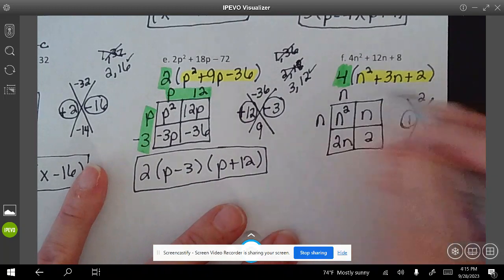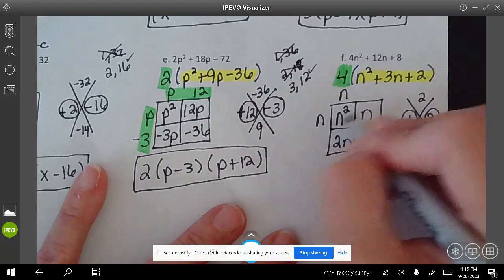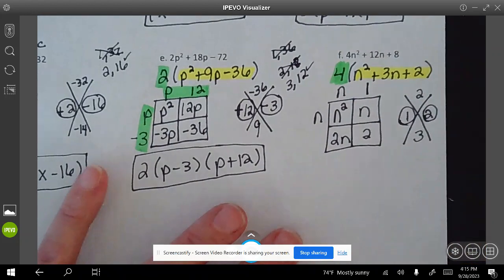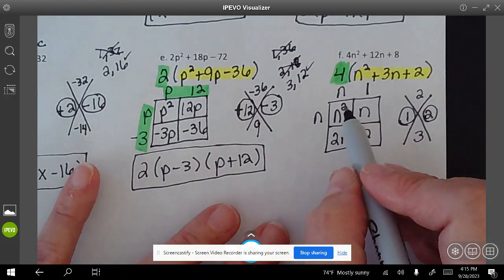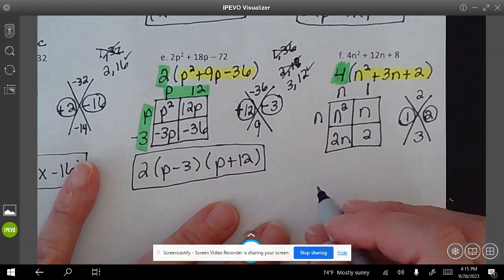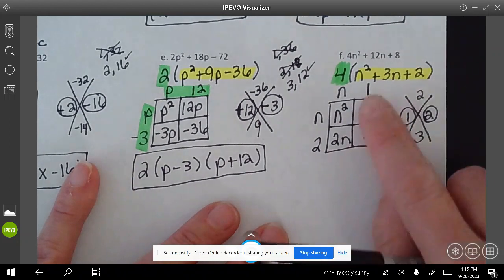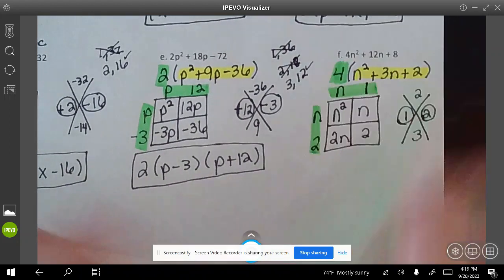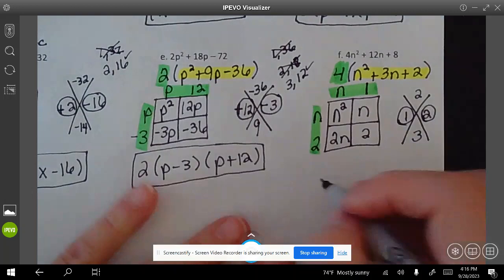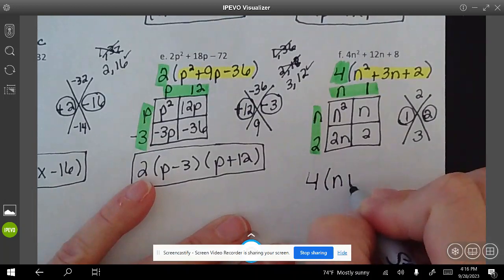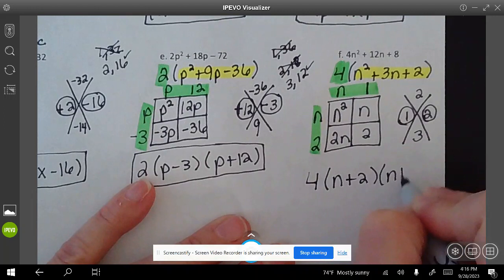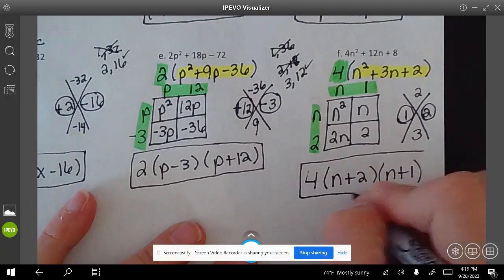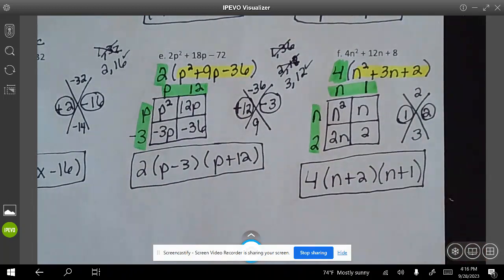N times n is n squared. N times what is n? That's going to be 1. We did a bunch of those earlier. On factor by grouping, we did some of those. And then n times 2 is 2n, and 2 times 1 is 2. So we've got this and this. All right. So our final answer is going to be 4 times n plus 2 times n plus 1. And again, it doesn't matter if you wrote the n plus 1 first and then the n plus 2.